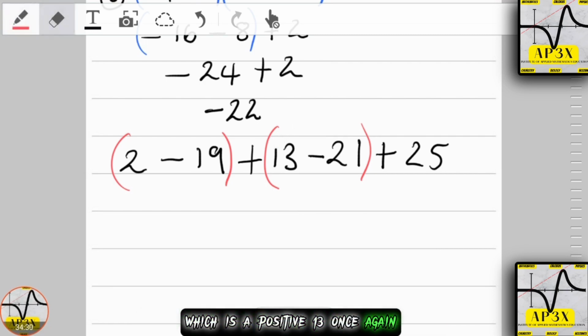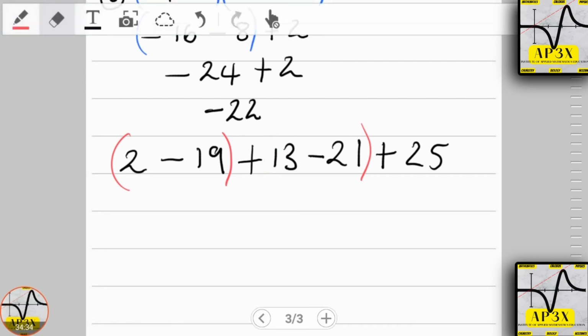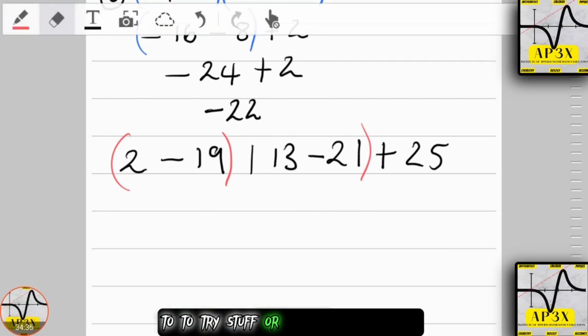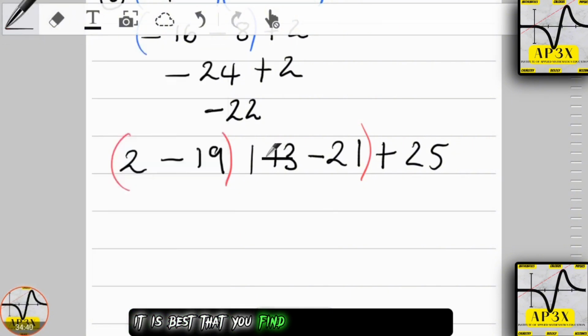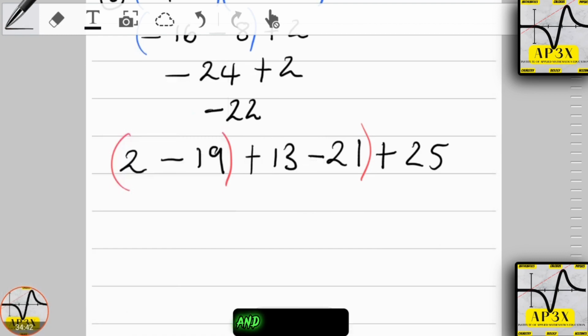But once again, I do not encourage you to try stuff or to do anything funny when it comes to the math. It is best that you find one approach that works and stick with it.